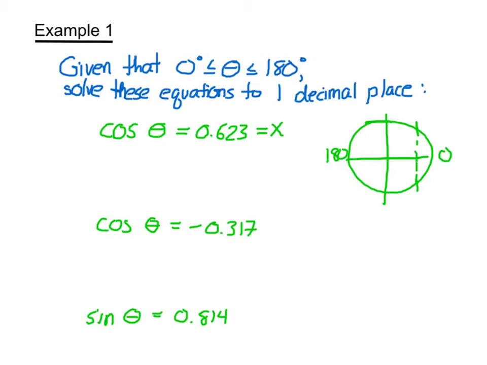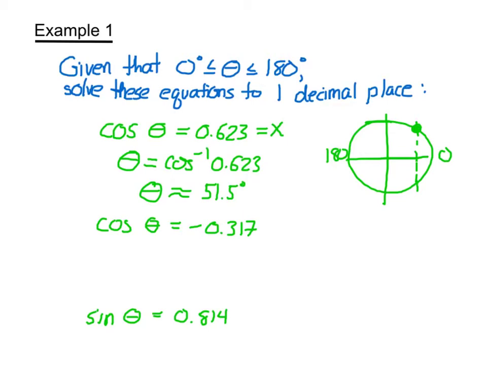Now, we actually know how to solve this problem. We can isolate theta using the inverse cosine. We can use our calculator, and it will tell us that theta is approximately equal to 51.5 degrees, which makes sense because that angle is in the first quadrant.